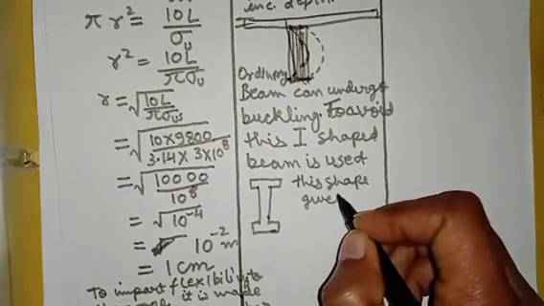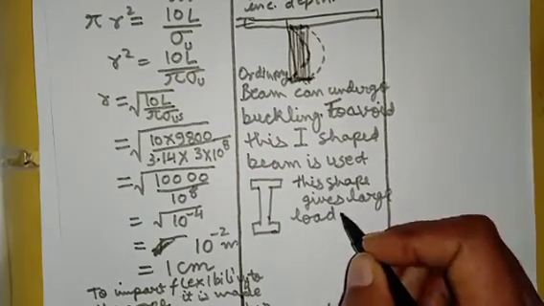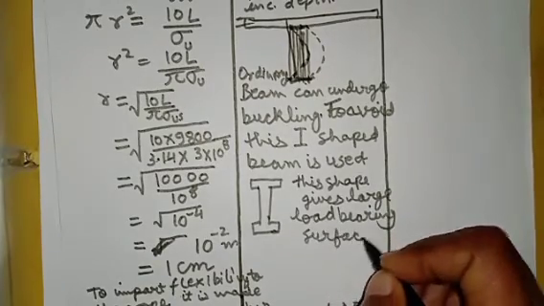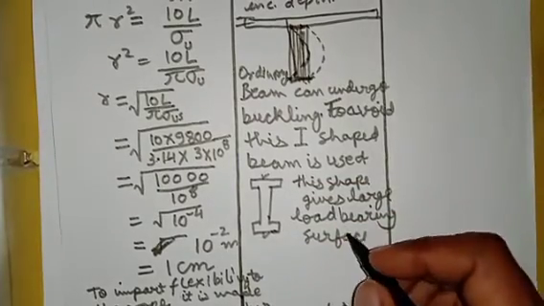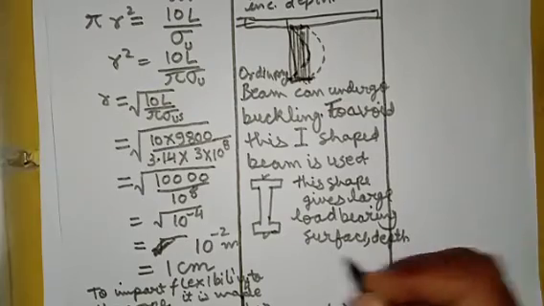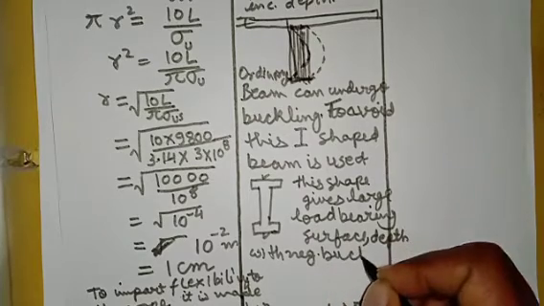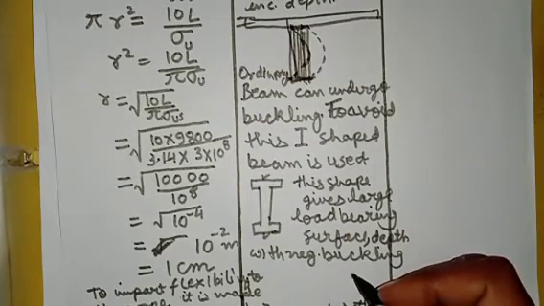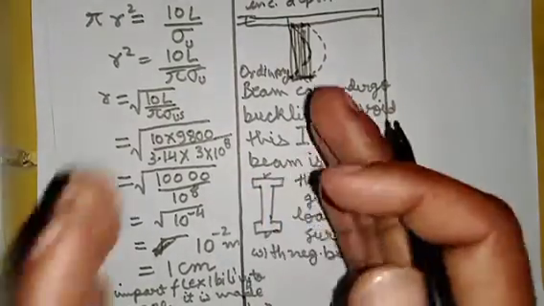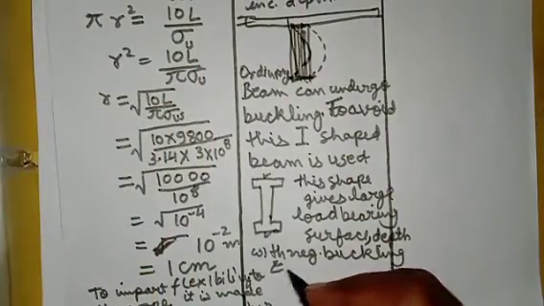This shape gives a large load bearing surface. I am talking about this surface and this surface. It allows depth without buckling, with negligible buckling. And it also reduces cost, because otherwise we would require a broader pillar there.